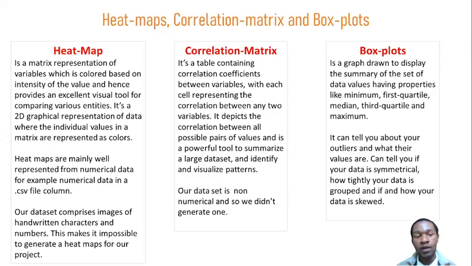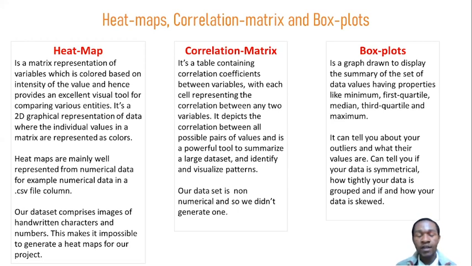First of all, I'll talk about heat maps. Now, a heat map is a matrix representation of variables, which is colored based on the intensity of the value, and hence provides an excellent visual tool for comparing various entities. Now, I'll compare it to something like a histogram. A histogram has bars, so the height of the bars gives you the extent of a certain quantity, whether it's very high or very low.